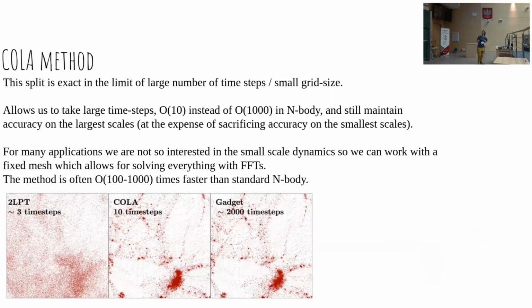And here's the comparison. This is the second order Lagrangian perturbation theory with 3 time steps, so 3 intermediate orbit or displacement calculations. You see, basically, you get blurry results. This is definitely not a proper halo, it's very, very fuzzy. CORA, 10 time steps. You see, you have filaments, you have some halos, you have some small halos. Gadget. The same initial conditions, 2,000 time steps.